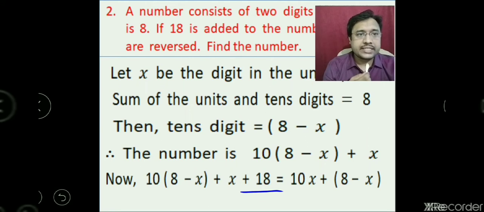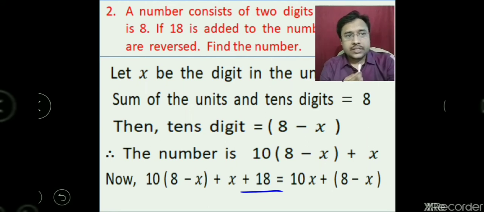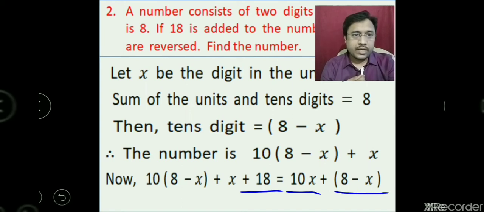The tens digit becomes the units digit, and the unit digit becomes the tens digit. So you will write 10 into x plus (8 minus x). x is now the tens digit after adding 18, so 10 into x, and 8 minus x is the unit digit. So 10 into x plus 8 minus x.